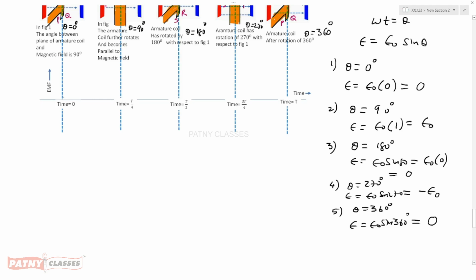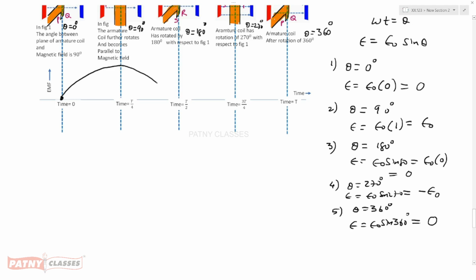At t equals 0, E is 0. And at t equals T/4, it is a maximum value. Let us call this the maximum value. So, the graph will move from here to here. Again at T/2, that is theta equals 180 degrees, the EMF produced in the coil equals 0. Therefore, the graph will come here.